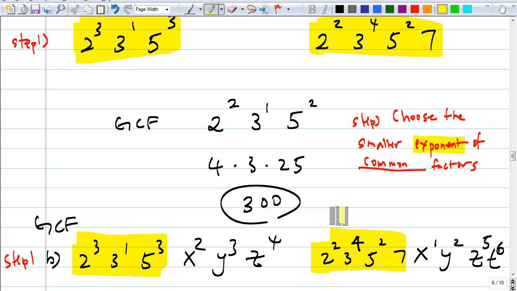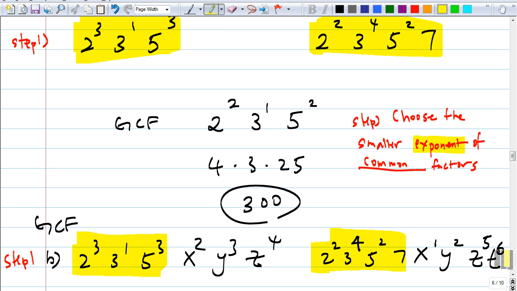What are they? Sammy? I have a question. After 1 to the 3rd, is that z to the 4th? Yeah, z to the 4th right here. And then you got x to the 1st, y to the 2nd, z to the 5th, t to the 6th. So who could tell me what the common factors are? You should be able to just see them, right?